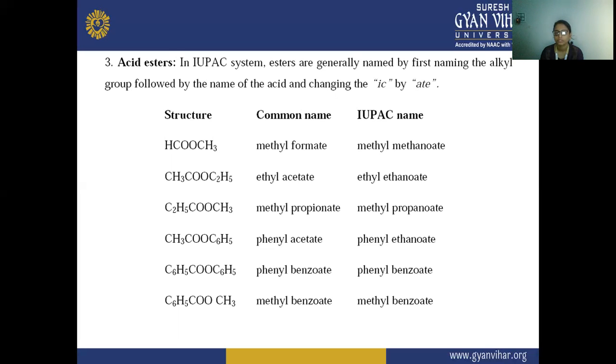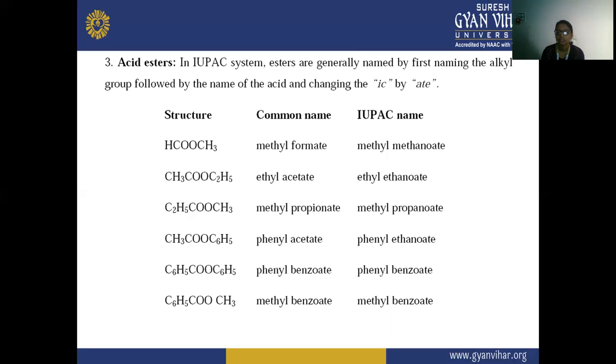But in the common system, we are taking this ethyl group as a substituent. That is why we are using ethyl acetate here. Next is the structure C2H5COOCH3. In this we are giving the name methyl propionate, so its name is methyl propionate.